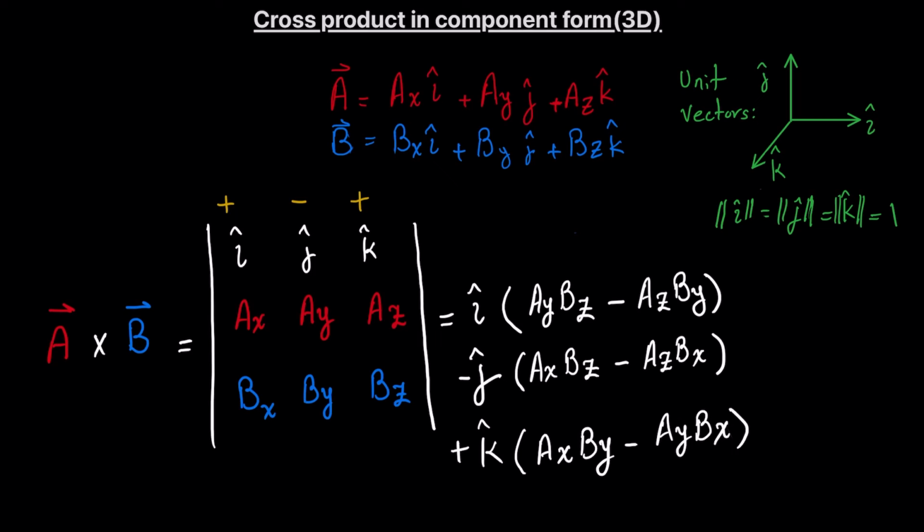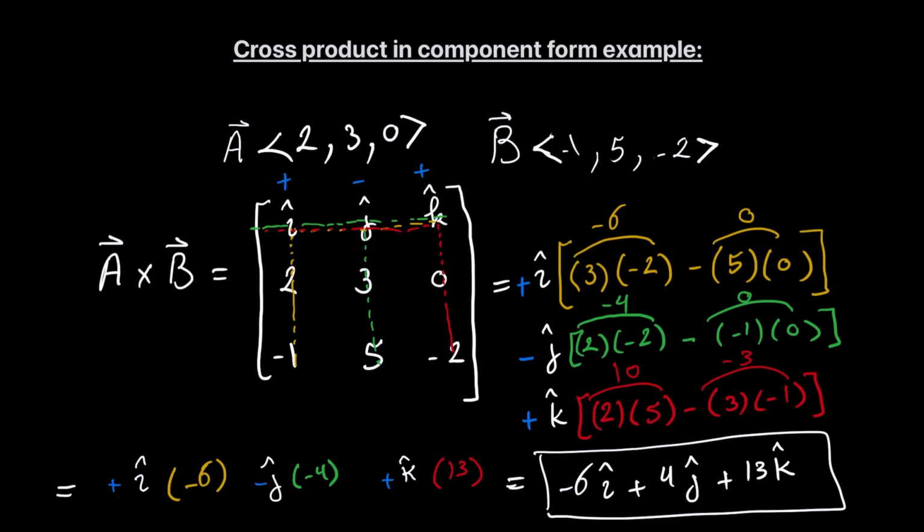In fact, this will be a vector equation. What we get as a result of this in component form is another vector in component form, and that basically has in it the information for magnitude and direction. So let's take a quick look at a quick example of this.